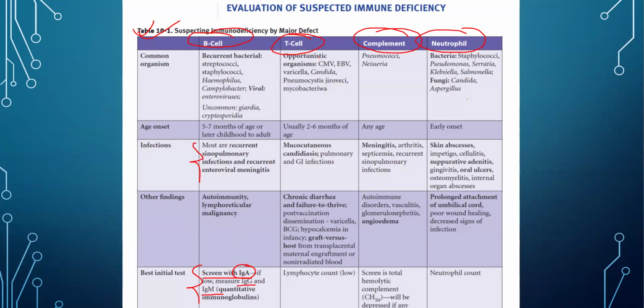Then T cell. T cell deficiency mainly comes with recurrent viral infections. So if a child is getting recurrent viral infections, and with that also getting lots of fungal infections such as candidiasis, and has chronic diarrhea and failure to thrive, then you would think of T cell deficiency and you will check the lymphocytes. And you will find that their lymphocyte count is quite low.